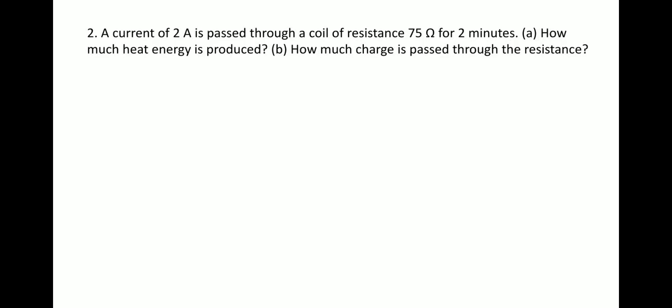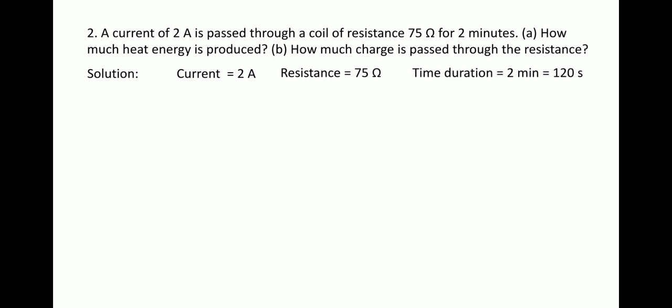Next we have question number 2, which says a current of 2 ampere is passed through a coil of resistance 75 ohms for 2 minutes. Question number A, how much heat energy is produced, and number B, how much charge is passed through the resistance. So the solution is, we write down whatever is given. Current is equal to 2 amperes, resistance is equal to 75 ohms, and time duration is equal to 2 minutes, that is equal to 120 seconds. Remember, whenever you need to convert time, always convert it in terms of seconds.